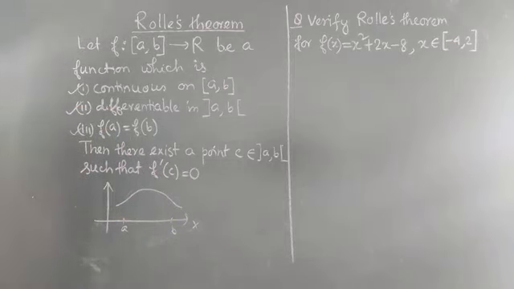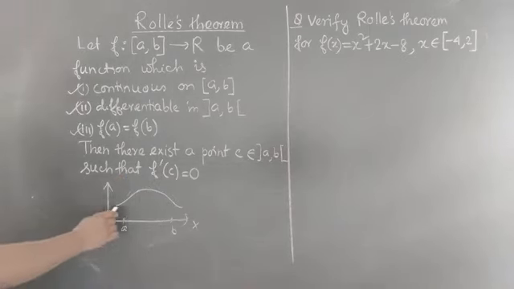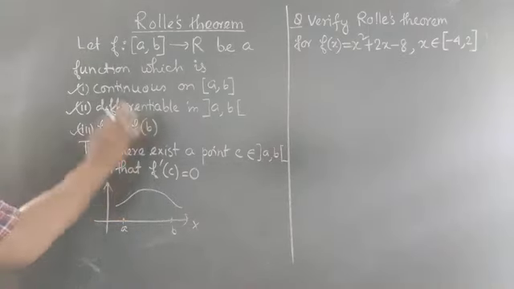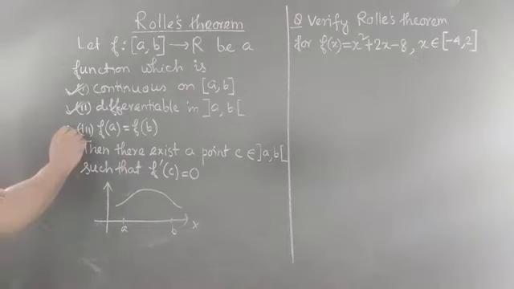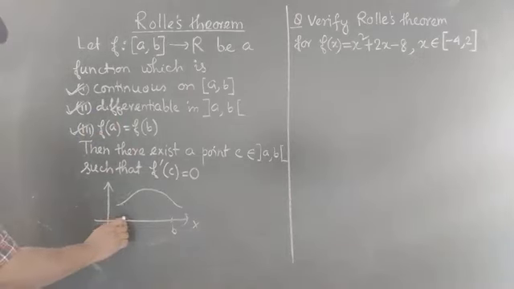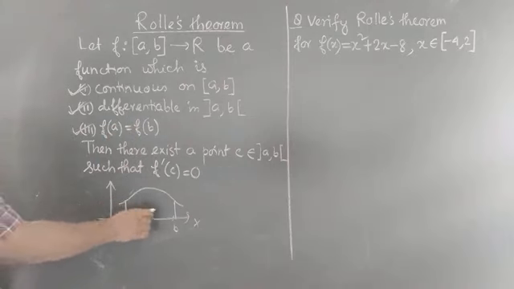Second condition, the function is differentiable. Whether this function is differentiable or not in the interval a comma b. Differentiable means there is no sharp edge in the graph of the function. So in this graph there is no sharp edge. That means the function is differentiable also. The graph of the function is smooth. Second condition also satisfies. Now f of a equals f of b. That means the functional value at the point a is equal to the functional value at the point b. So these two values are equal.